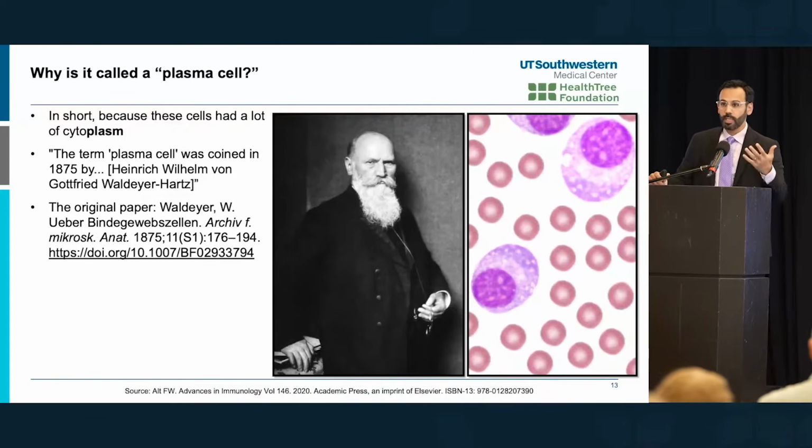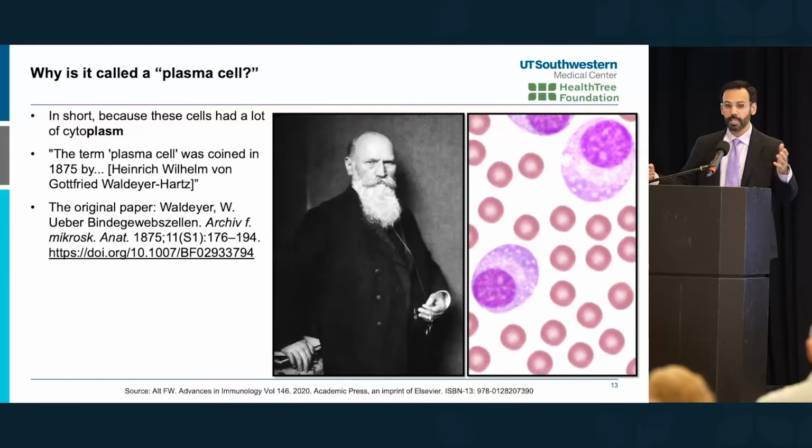So then what does that then connect to plasma cells? Well, those were found actually in the same decade, and this was by a different European physician by the name of Waldeyer Hartz, who, again, simply described what he saw. He saw these very large white blood cells in the bone marrow. They had a lot of cytoplasm, a lot of material, and hence he called them plasma cells. And again, that name stuck.